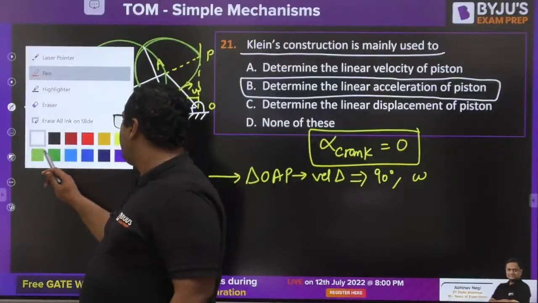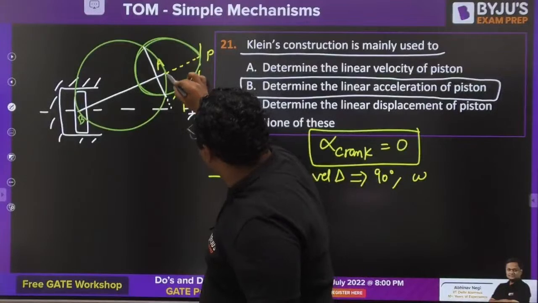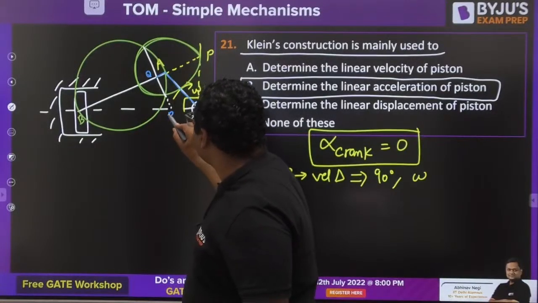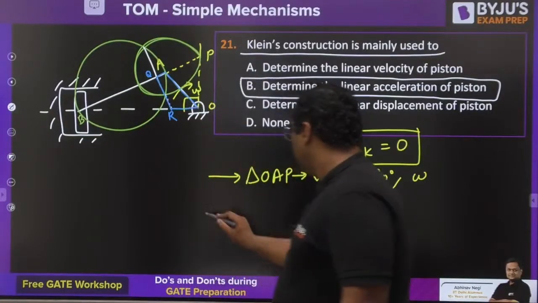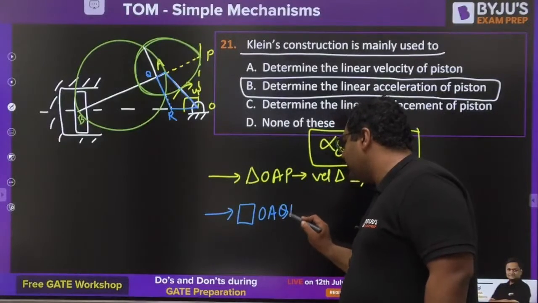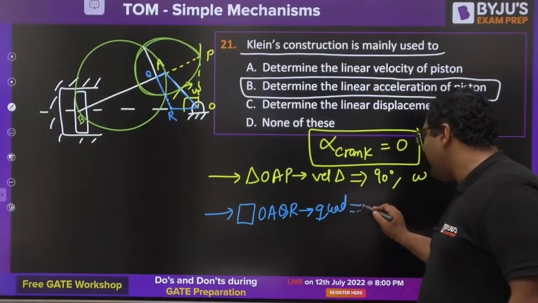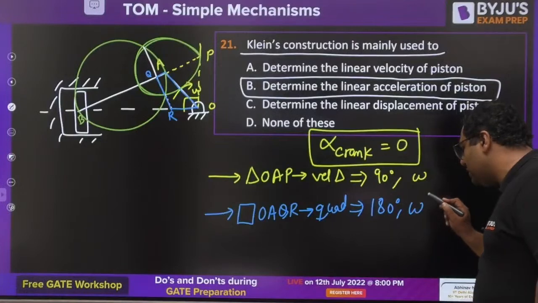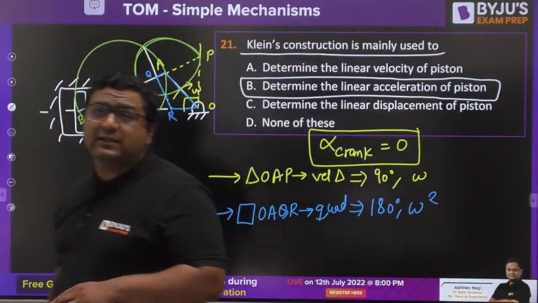Now, I am showing you a quadrilateral OA, and let us say this is Q, this is R. So this quadrilateral OAQR is the acceleration diagram with 180 degree orientation and omega square scale factor. These are velocity and acceleration analysis.